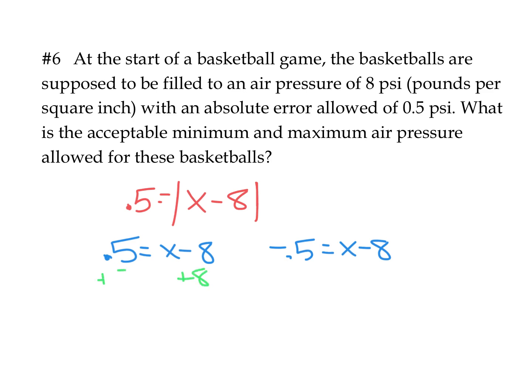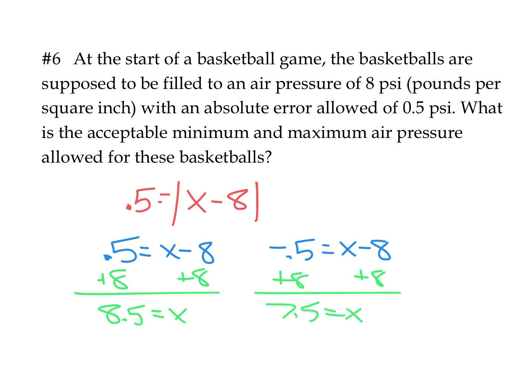So I add 8 to both sides here, and I get 8.5 equals x. I add 8 to both sides here, and I get 7.5 equals x. So the acceptable minimum would be 7.5 psi up to 8.5 psi. As an inequality, we could write 7.5 less than or equal to x less than or equal to 8.5. Right? So we can have anything from 7.5 to 8.5. If they check and it's 8.8, not allowed. It's too much. If it comes out to 7.8, great. That's in the range that's allowed.